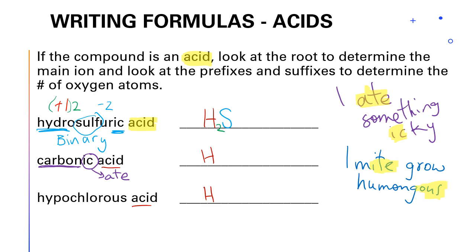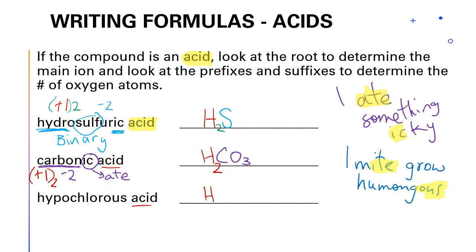So anyway, carbonic means carbonate. Carbonate has the chemical formula CO3 with a -2 charge. Hydrogen is H with a +1 charge, which means we'll need 2 hydrogens to balance the charge, so H2CO3.